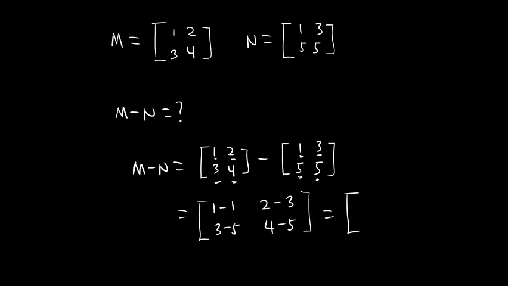So let's simplify this. 1 minus 1 gives us 0. And then 2 minus 3 will give us minus 1. Then 3 minus 5 will give us minus 2, and then 4 minus 5 will give us minus 1. So this will be the answer after performing this subtraction.